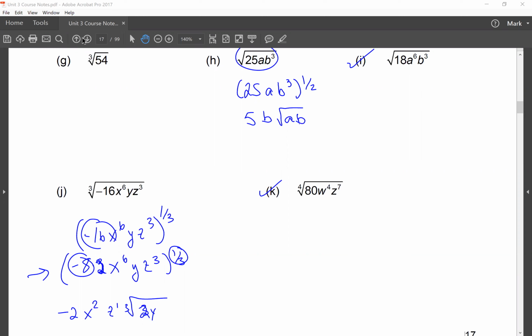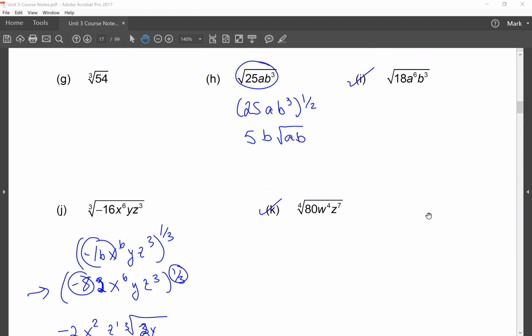Okay, let's look at the answers here. So let's look at number I. Now, number I, we're just taking the square root, which isn't too bad. Oops, that should be a cubed. The problem is we can't take the square root of 18. We need to see if we can remove a perfect square from that first.